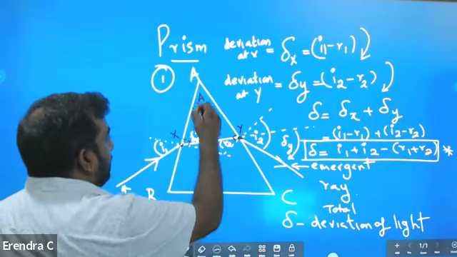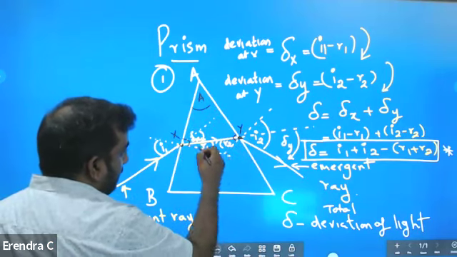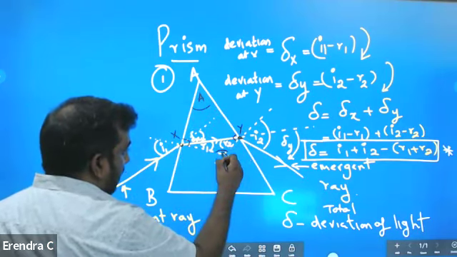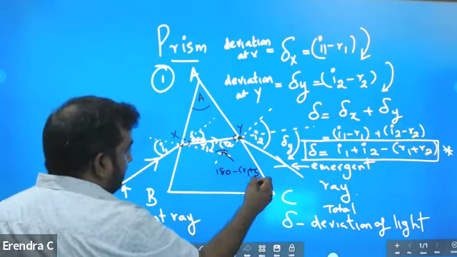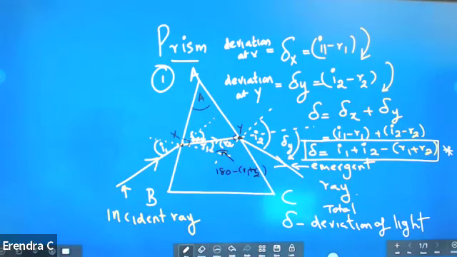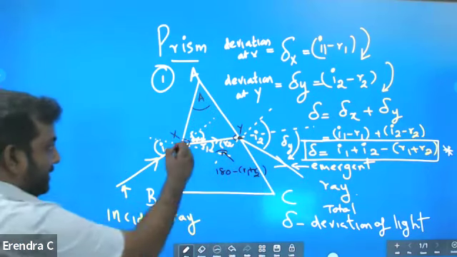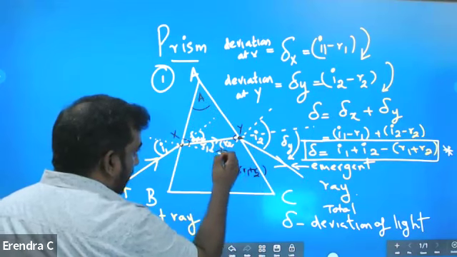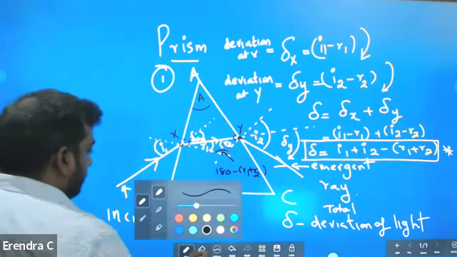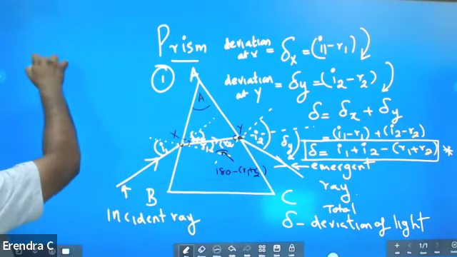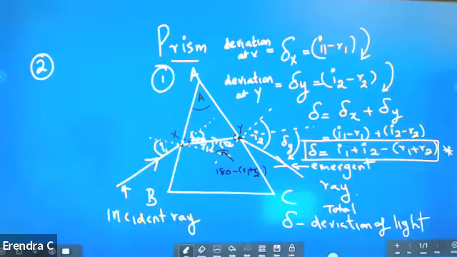If you take this angle here, angles in a triangle add up to 180. So this is 180 minus (R1 plus R2). If you look at this as a triangle, R1, R2, this is 180 minus (R1 plus R2). Basic trigonometry. Look at the second point that you will consider.